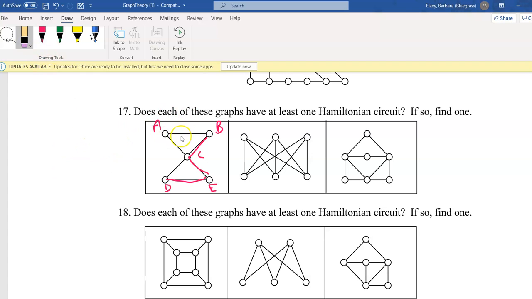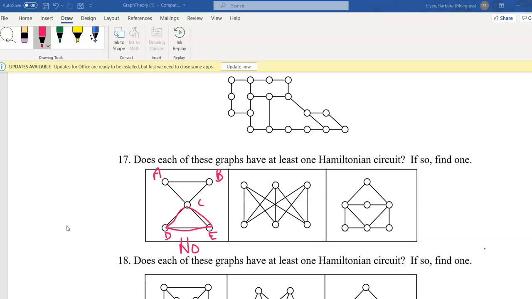Instead of starting with A, I'm going to start with my problem child C. Even if we start with C, I could go there, but boom, I'm back to C again. I've visited C twice. In fact, no matter what I try, in order to get to the others, I have to cross through C. This does not have a Hamiltonian circuit. All right, so the answer here is no. This one does not have a Hamiltonian circuit.